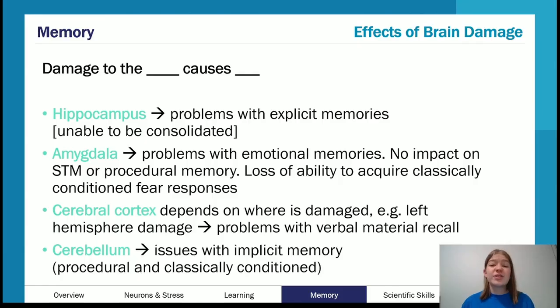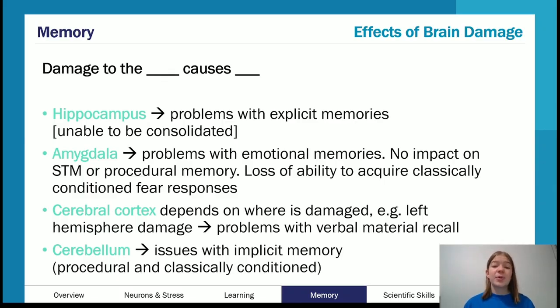When you're looking at the effects of brain damage, you go, okay, I know what this area is responsible for, so if that gets damaged, we're probably going to have an impairment in that area. As we talked about, for example, with the basal ganglia being damaged in people with Parkinson's disease and how that impacted their memory. So we have a summary of that here for your reference.